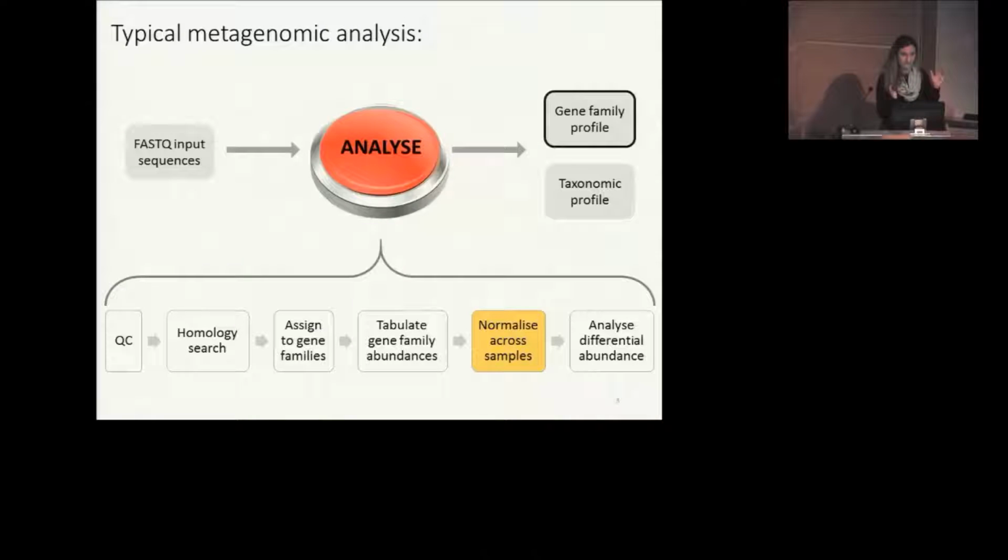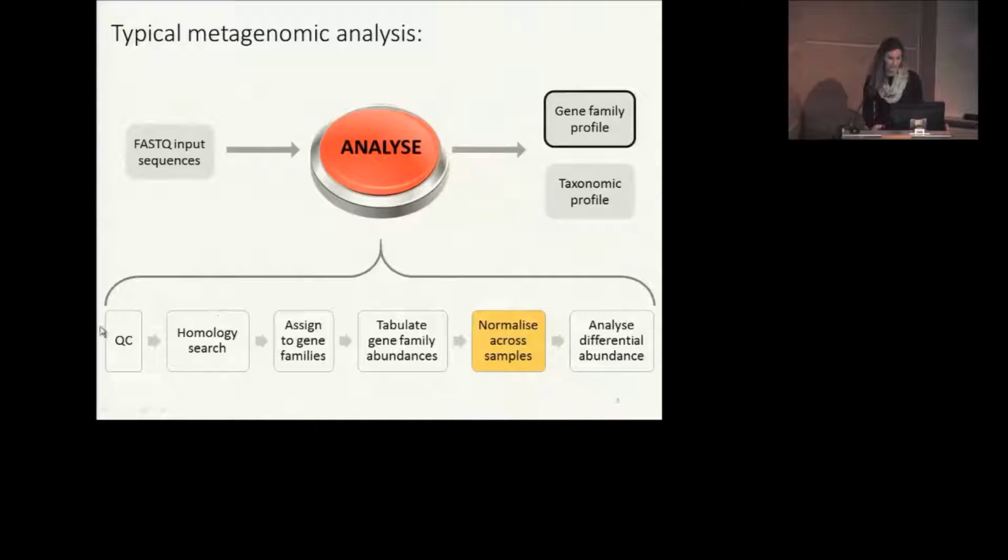For example, some web servers like EBI Metagenomics and MG-RAST allow you to just take your FASTQ reads, upload them to a server, hit the big red Analyze button, and out pops gene family profiles and taxonomic profiles. I'll mainly be talking about gene family profiles today. So let's get into this a little bit. What happens when we press that big red button?